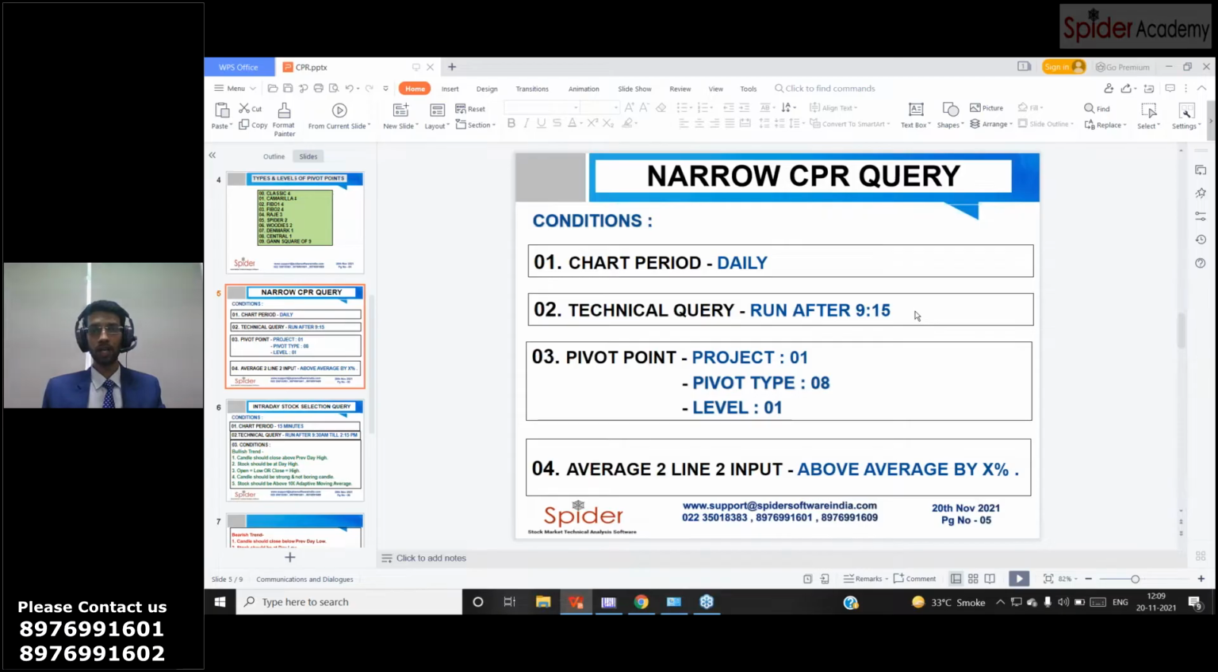जब भी मार्केट के डे का फर्स्ट पीक आ गया है, उसके बाद आप रन करोगे तो आपको ये ऑटोमेटिकली शो होगा कि आपके जो सीपीआर के कौन से स्टॉक्स हैं जो फुलफिल किए हैं. So when we run after 9:15 we will get the results.